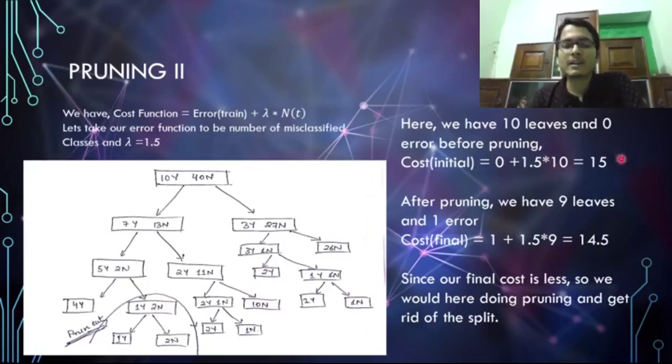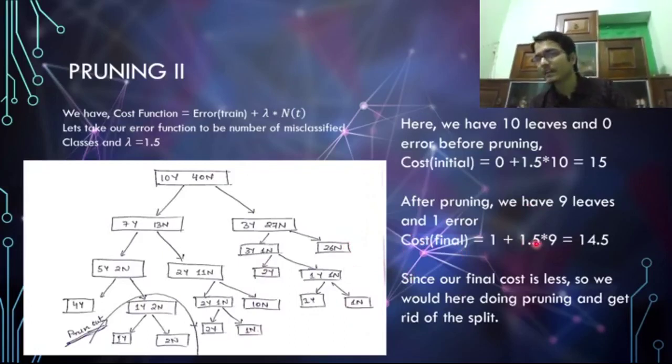After pruning, let's say we cut out this split. Cutting it means we are not classifying this as 1 yes and 2 no, we are just ending it here. So instead of 2 leaf nodes, we now have 1 leaf node. After pruning, we have 9 leaves and 1 error, since we do a majority vote and call the one yes a no, committing one error. The number of leaves is 9: 1, 2, 3, 4, 5, 6, 7, 8, 9. So the cost function is 1 plus 9 times 1.5, which is 14.5.